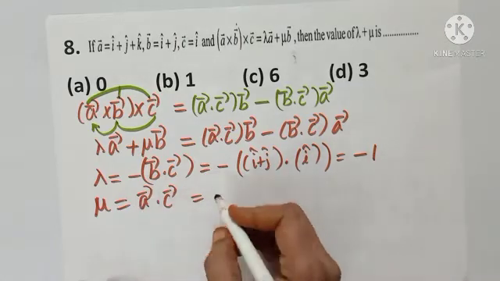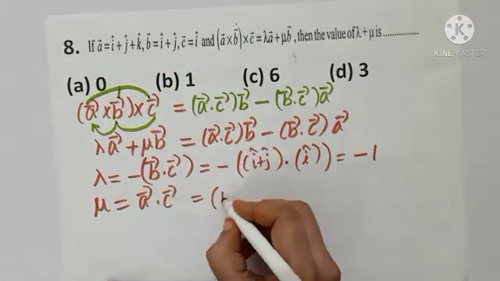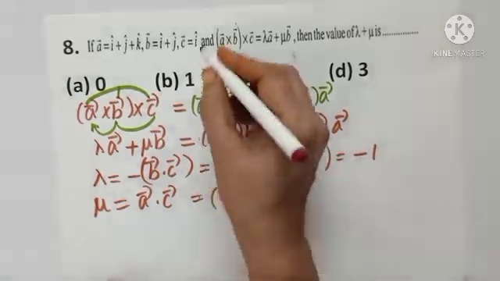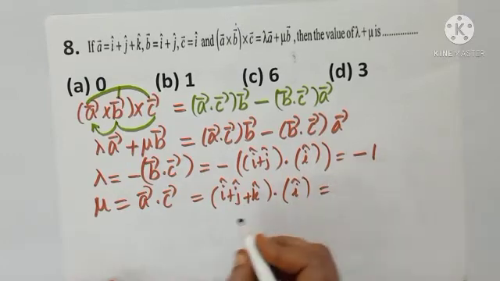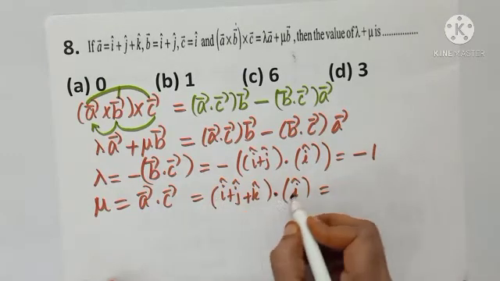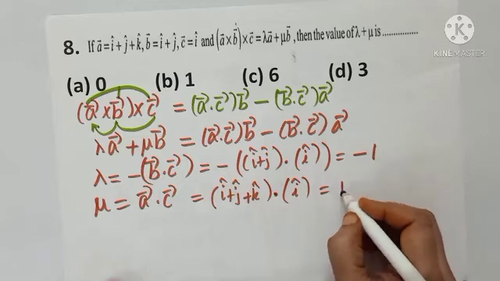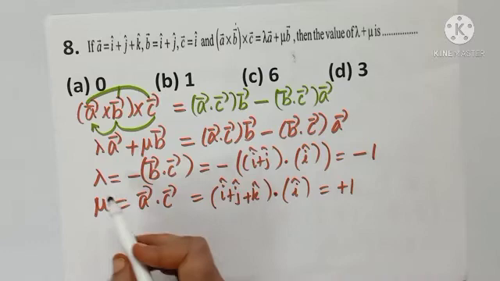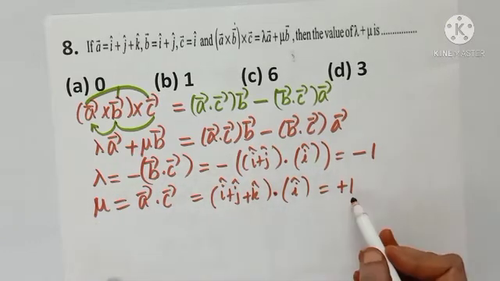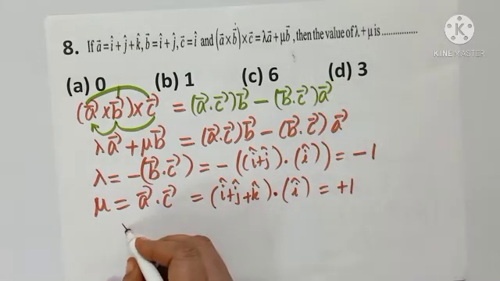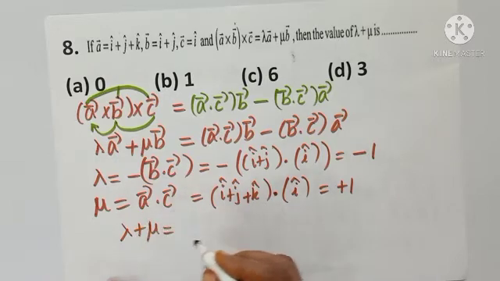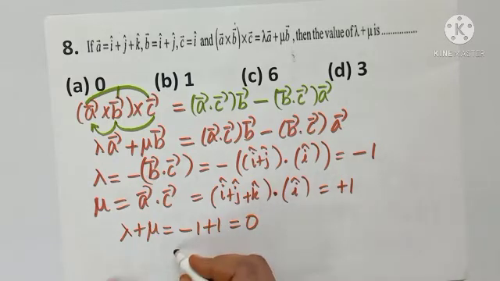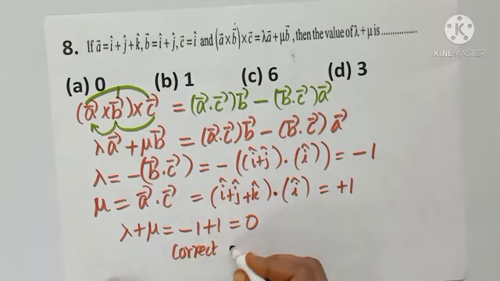Finding A dot C. What is A? It is I plus J plus K dot. What is C? It is I. As I find out the dot product, I and I gives me plus 1. J and I is 0, K and I is 0. So lambda is minus 1, mu is plus 1. My question is to find out lambda plus mu. That is minus 1 plus 1, which gives me 0, and the correct option is A.